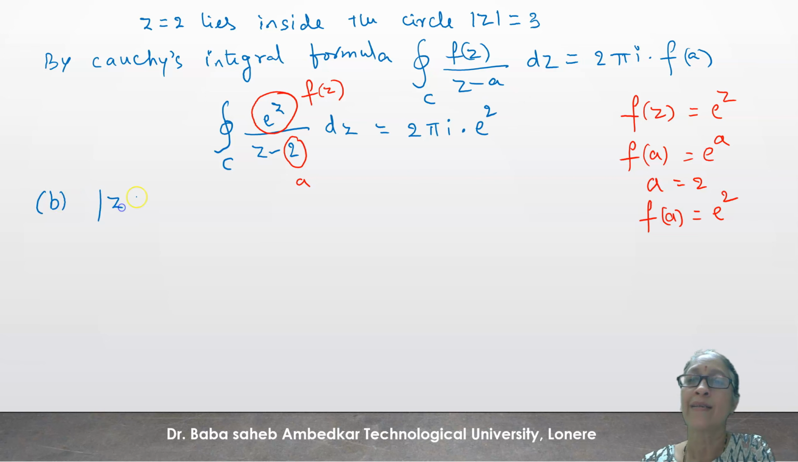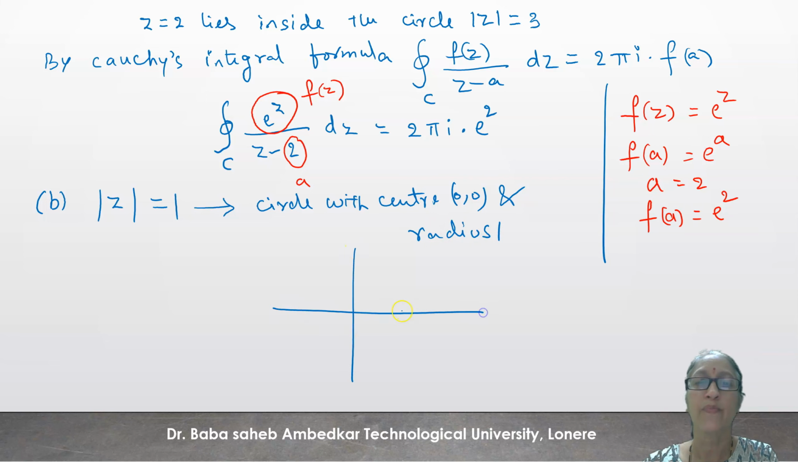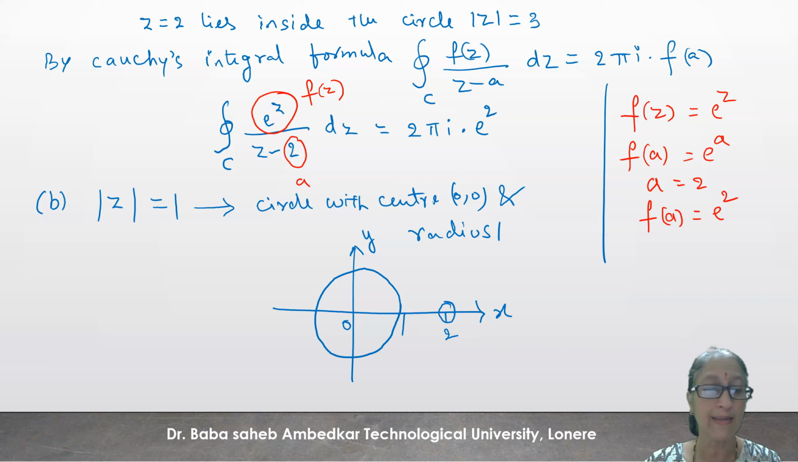Now what is the second one? The second curve is mod z equal to 1. What is mod z equal to 1? A circle with center 0, 0 and radius 1. If you plot this, here this is 1, radius 1. But what is our pole? The pole is z equal to 2. So here z equal to 2 lies outside the circle.